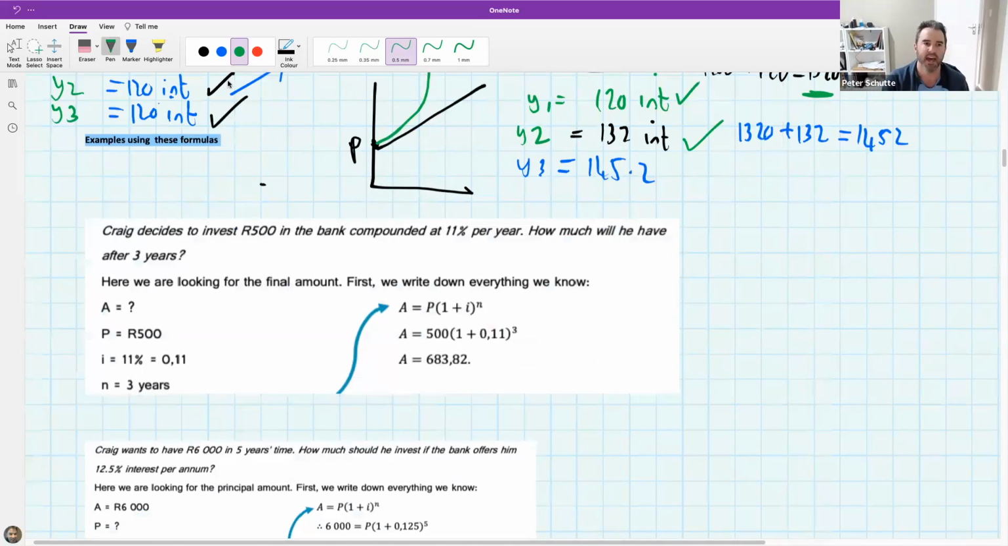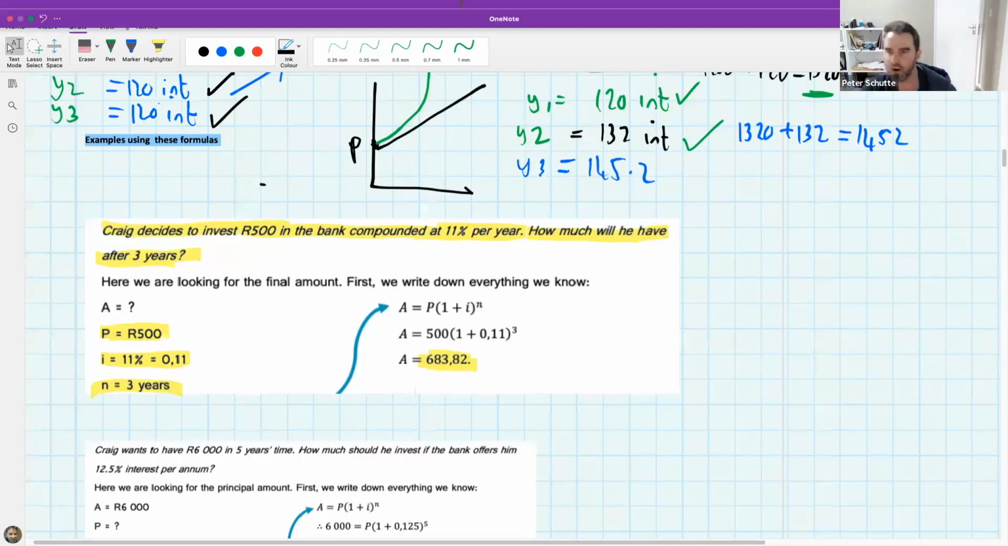So typically, compound interest questions look something like this. Craig decides to invest 500 in a bank, compounded at 11% per year. How much will he have after 3 years? And you're going to have 3 of the things given to you. Now, this should say per time period. So this is per year. And all we need to do is then put the values into the compound interest formula. And so the P gets replaced with a 500, the I with 0.11, and the N with a 3. And I get that. Give me a thumbs up if you follow that example.